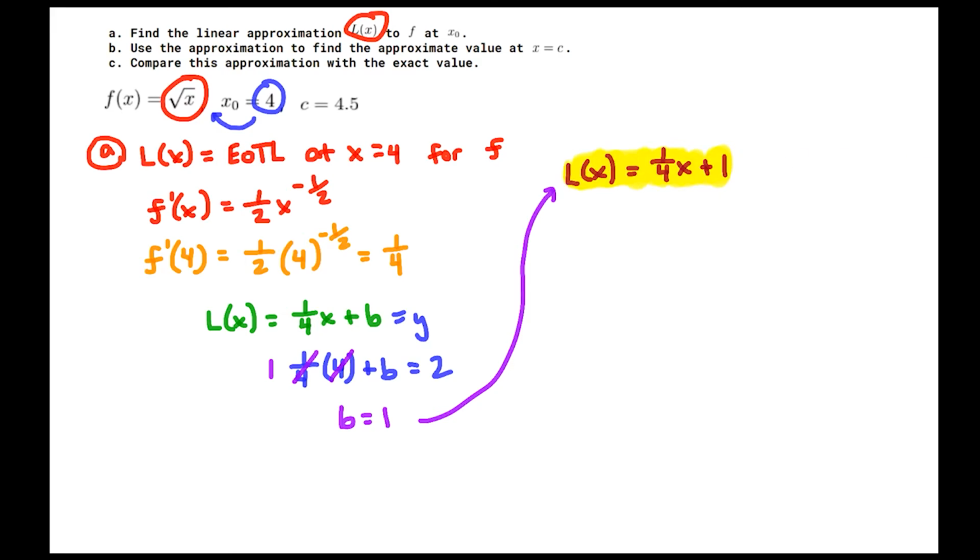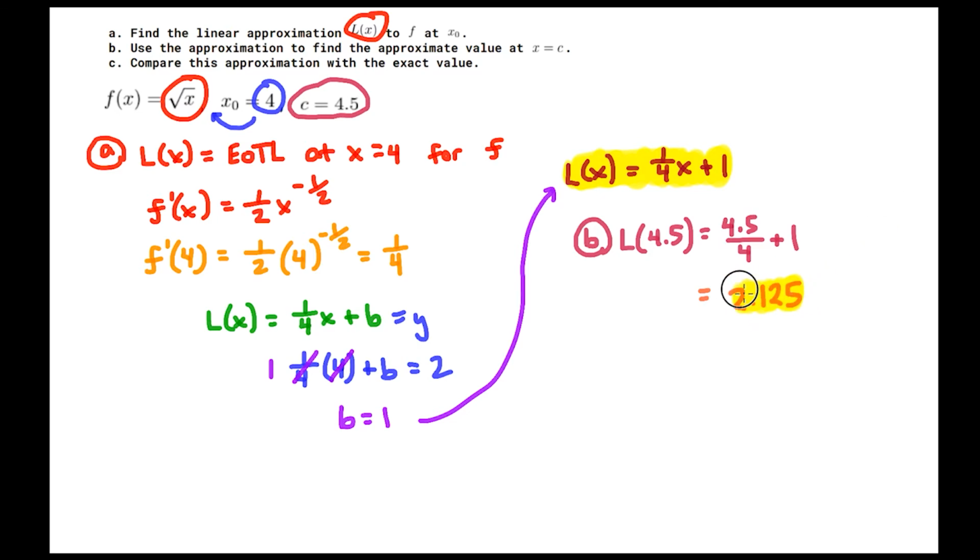So that's part A. Part B, it says use this approximation to find the approximate value at x equals c. Here's c right here at 4.5. So what I'm going to do for part B is I'm going to put 4.5 into this L of x equation. So 4.5 is our input, and we have 4.5 over 4 plus 1. This is going to be equal to 2.125. Okay, so that finds our value for B.